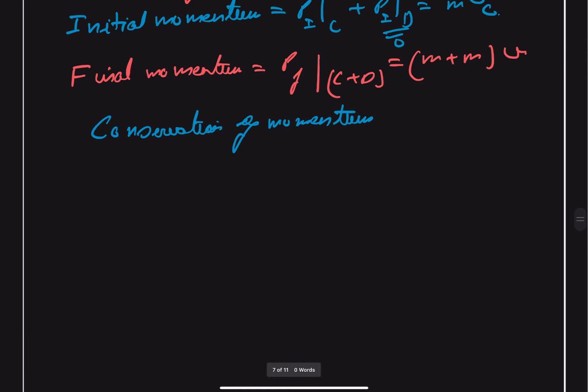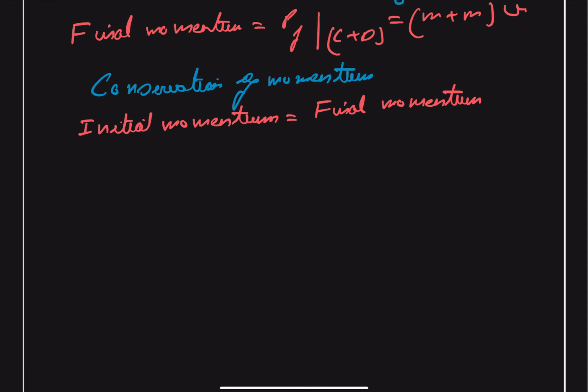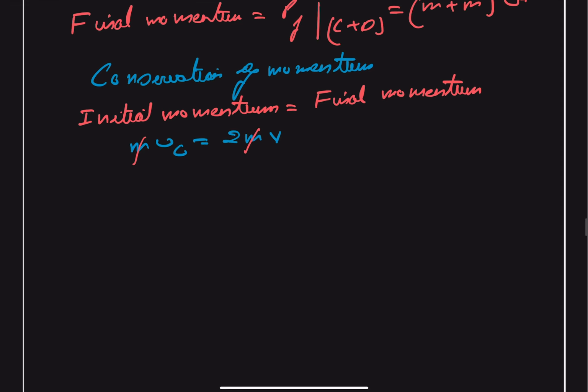So we can say our initial momentum is equal to final momentum. We substitute the values, we get m multiplied by Vc is equal to 2m multiplied by V, and here m and m cancel out, so we get that Vc is equal to 2 times V.